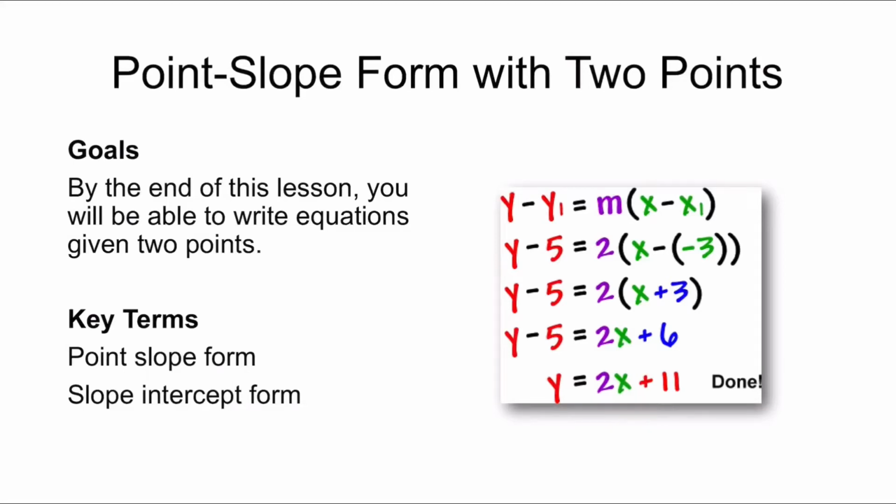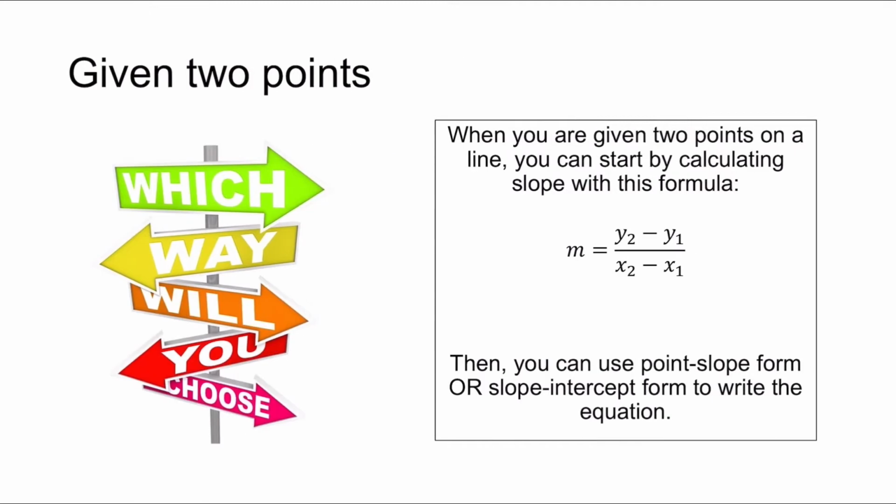So in this video, we're going to talk about how to write the equation of a line given 2 points. So given 2 points, you can start off by calculating the slope of the line using this formula, m equals y2 minus y1 over x2 minus x1. Then you can use either point-slope form or slope-intercept form to write the equation of the line.